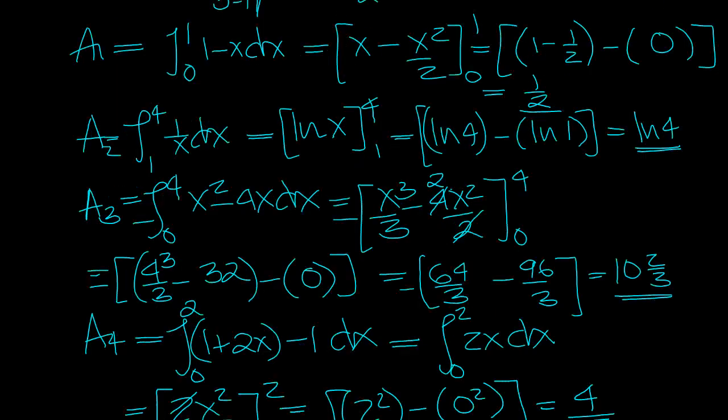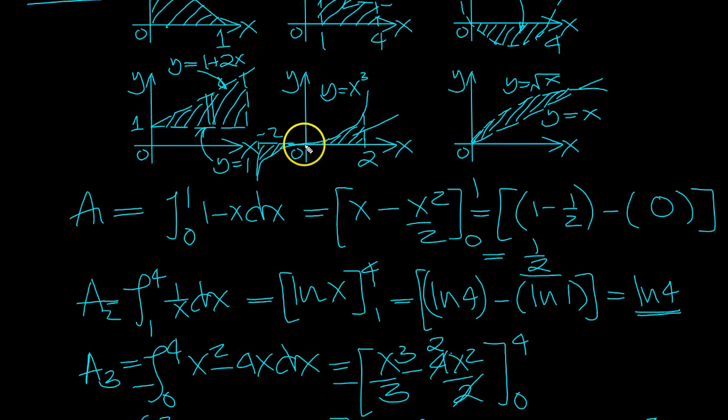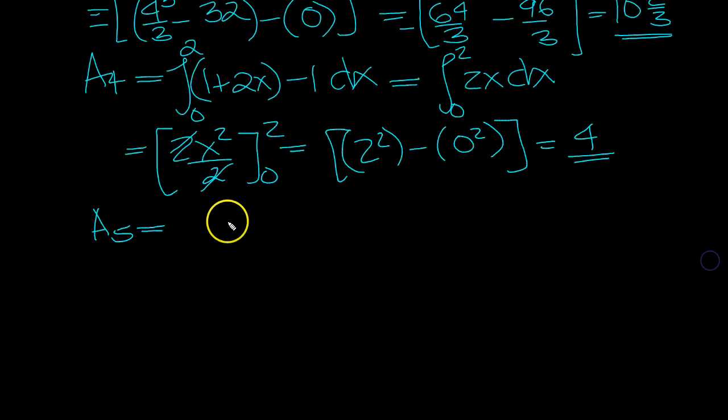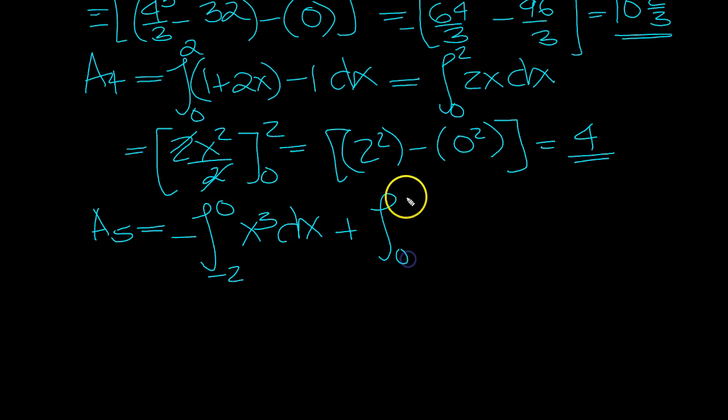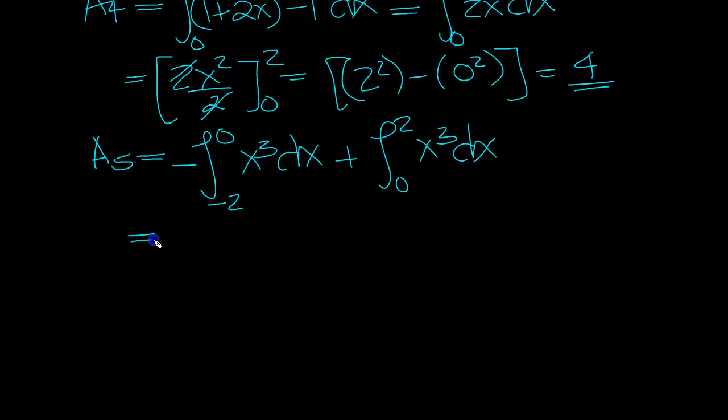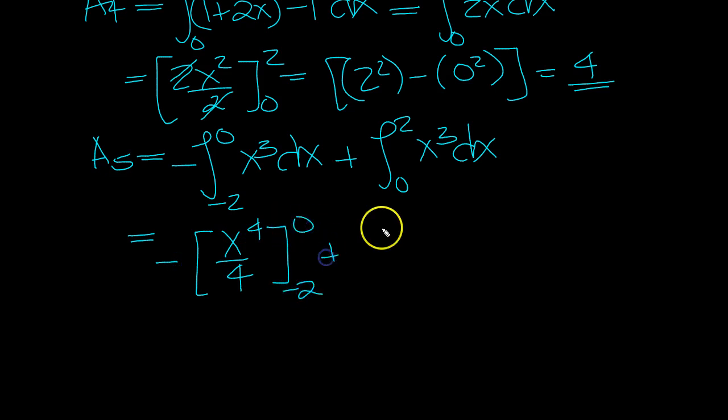So look at A5. It's a positive and negative curve, isn't it? So from 0 to 2 it's positive, from minus 2 to 0 it's negative of the x cubed curve. So it's the area of the minus part, minus 2 to 0 of x cubed, plus the positive part from 0 to 2 of x cubed dx. You always go from the lower value to the higher value. That's the way around it works. So that's x to the 4 over 4 between minus 2 and 0, plus x to the 4 over 4 between 0 and 2.